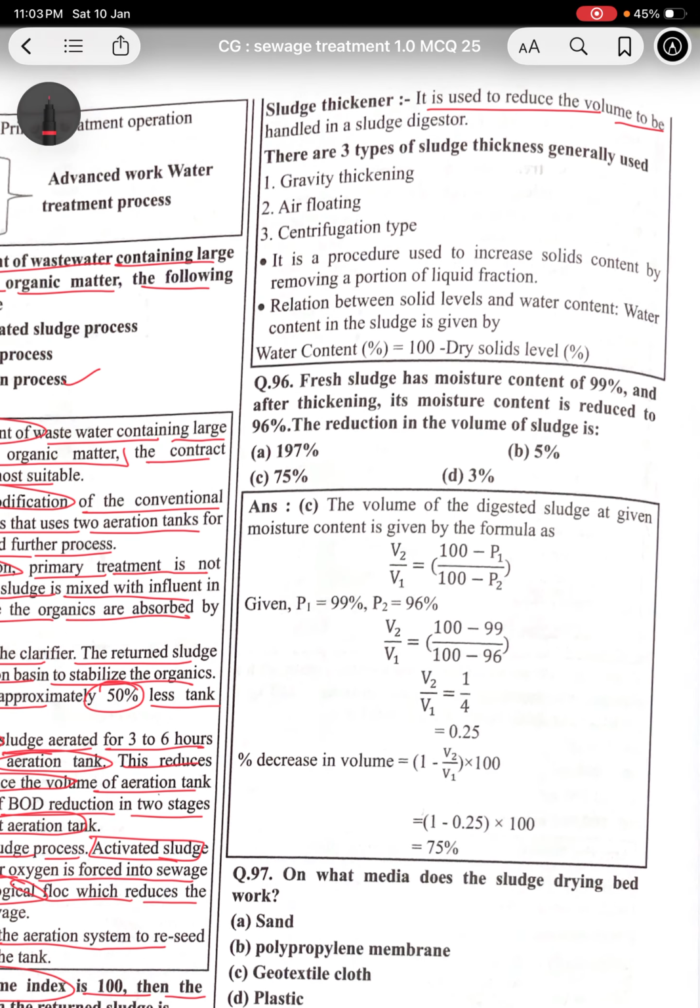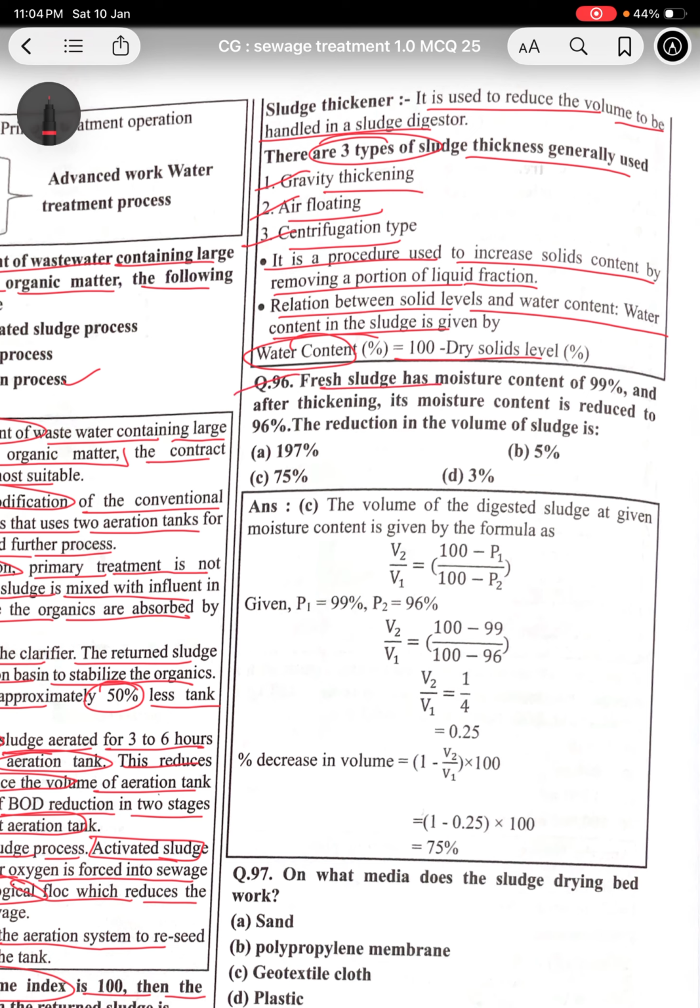It is used to reduce the volume of the handled sludge digester. There are three types of sludge thickening: gravity thickening, air floating, and centrifugal thickening. It is the process used to increase the solid content by removing a portion of the liquid fraction. The relation between the solid level and the water content of sludge is given by dry. Water content is identified by the dry solid level.